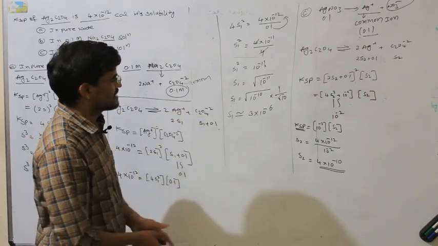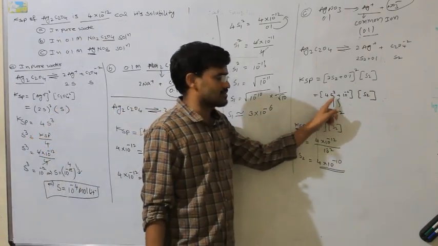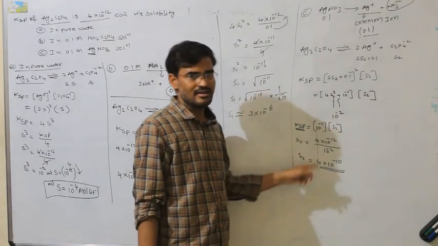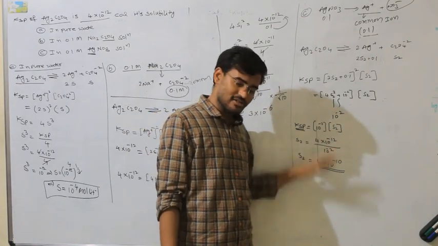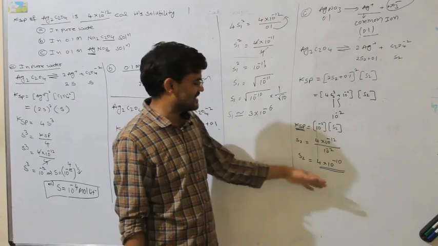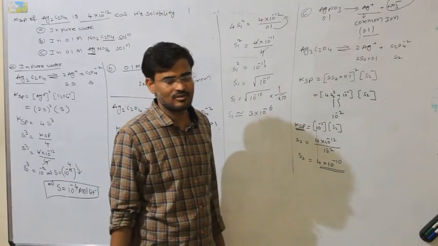Only one thing you remember, this approximation. How to do this approximation? You have to cross check. After approximating, check whether the solubility really decreases or not. If it is decreasing, your solubility is right, your approximation is right.